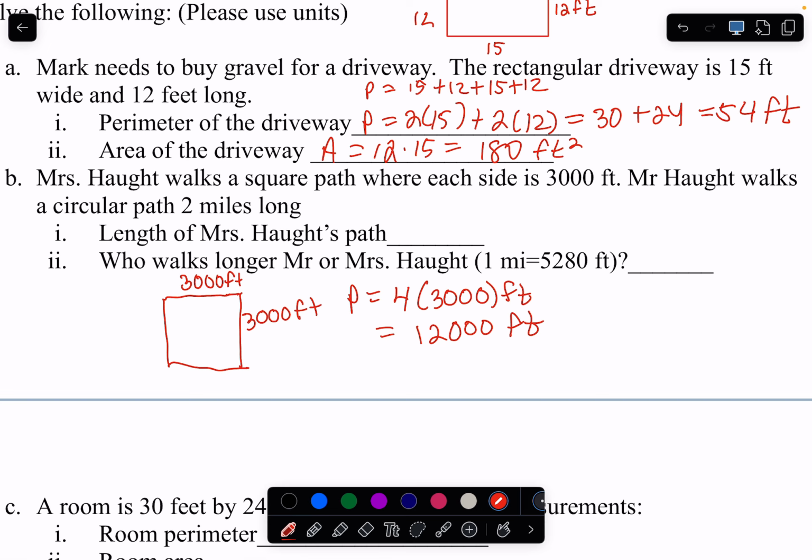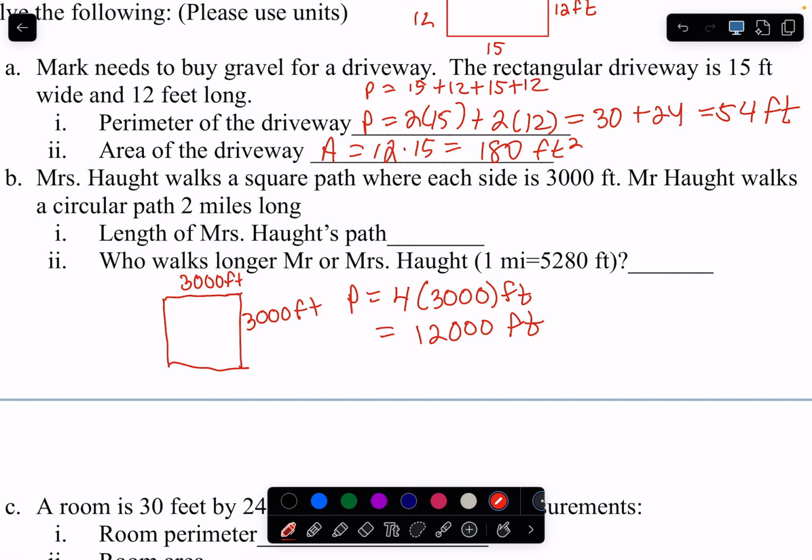Now, Mr. Haught walks a different path. He walks a circular path that is 2 miles long. Now, here's the information. Who walked longer? Did Mr. Haught or Mrs. Haught walk a longer path? Now, I gave you a little hint here. If Mr. Haught walked 1 mile, it would be 5,280 feet. But he walked 2 miles.